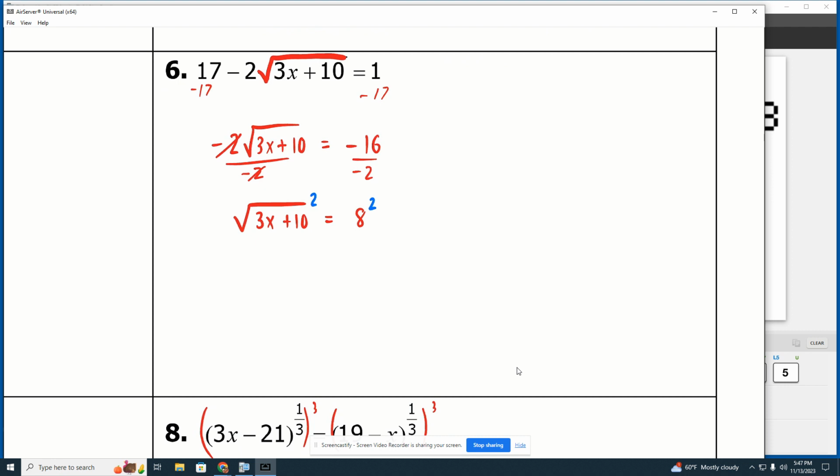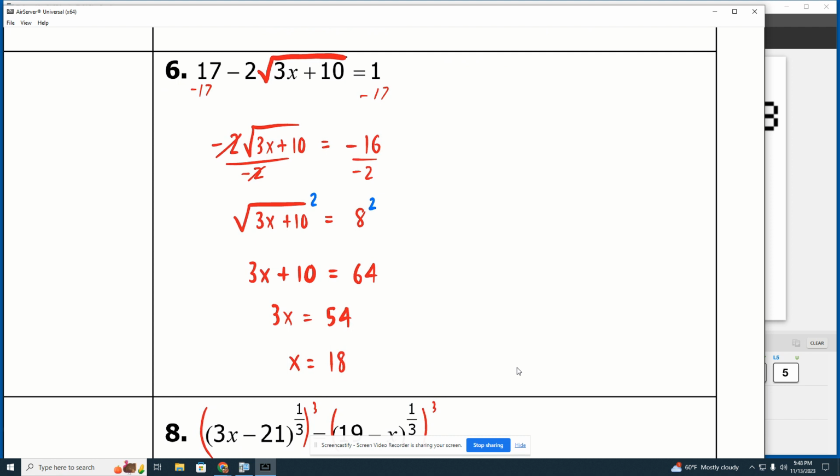So that's what I'm going to do. I'm going to square both sides. So that will cancel on the left. So 3x plus 10 will equal 8 squared, 64. And then my process from here is old school. I subtract 10. So 3x equals 54. And then I divide by 3. So x equals 18.